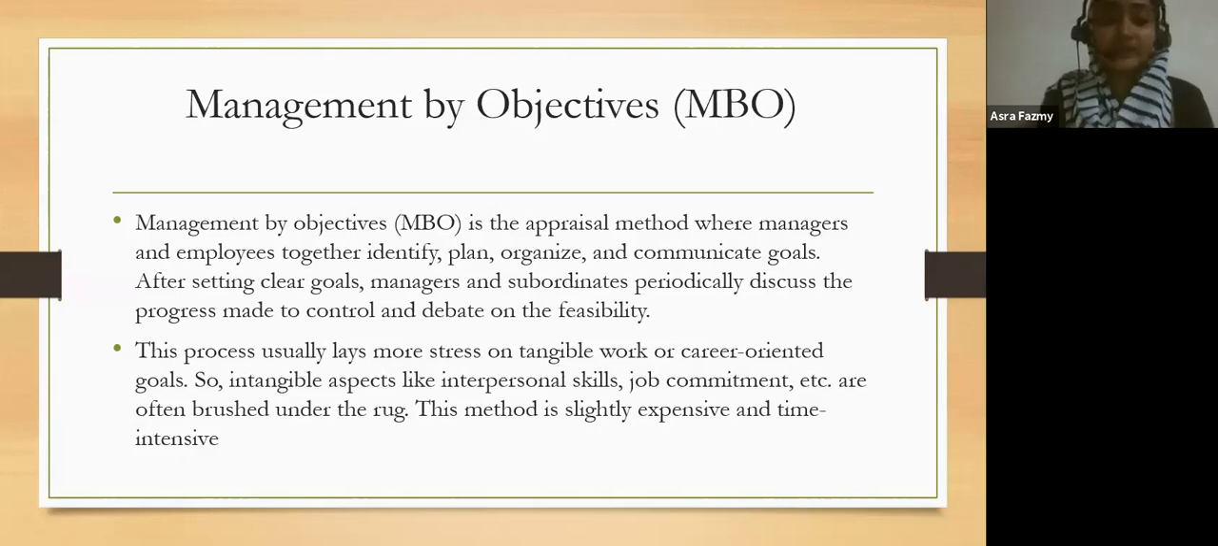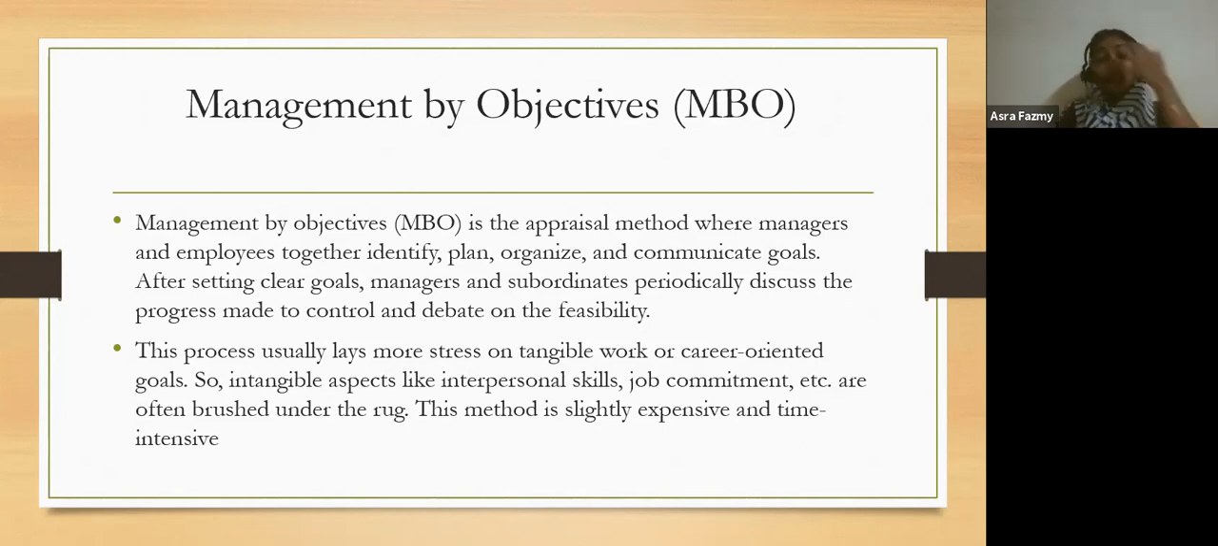But when she was achieving this 1,000 target, was she committed? Was she a good hard worker? Was she honest? All these things cannot be evaluated or measured. So that is one of the disadvantages of this management by objectives. Intangible aspects like interpersonal skills, how you communicate with one another, your job commitment are often brushed under the rug. Often brushed under the rug means you can't measure them, so those things are not evaluated. So you can't say that this is a perfect evaluation method, as there are a few factors that you can't measure using this management by objectives.